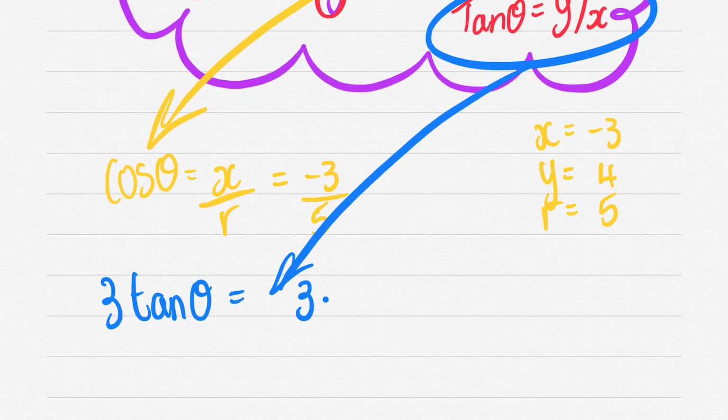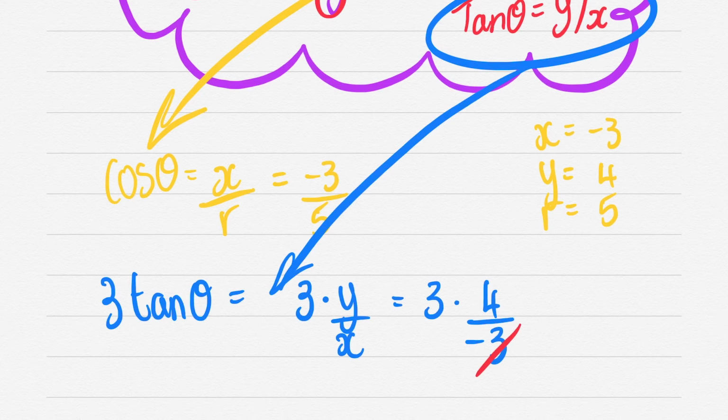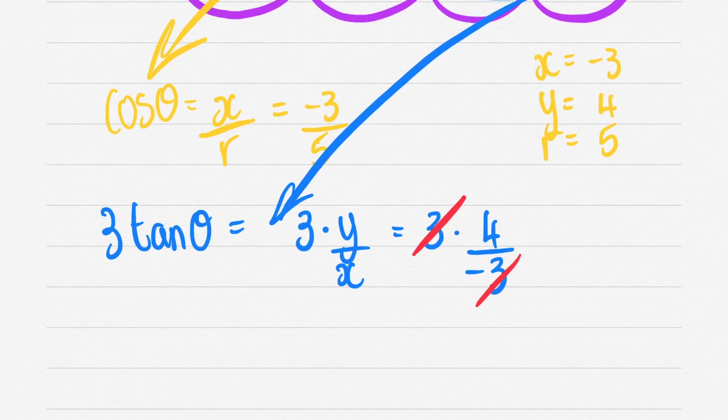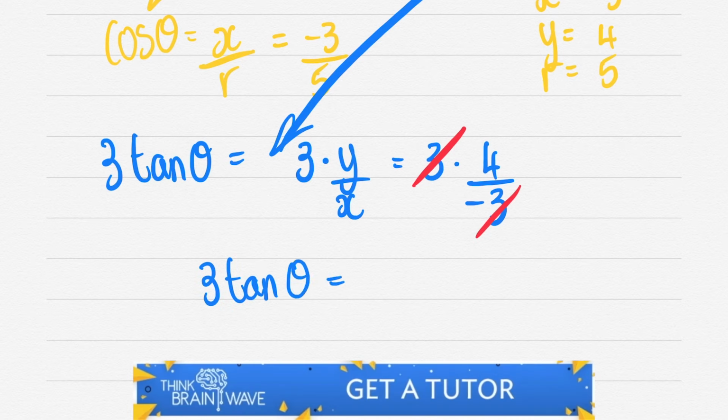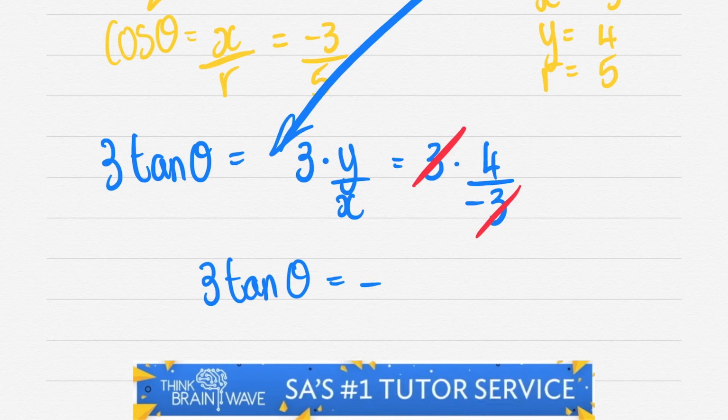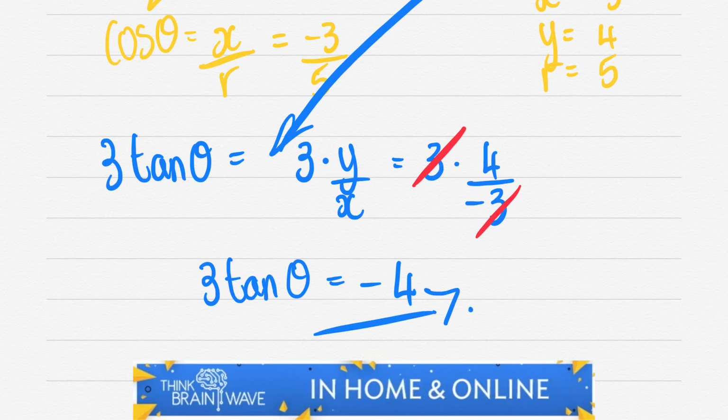It's been a bit of a process because it's a lot of explanation, but now that we're here, it's so simple. We just plug the values in. So cos theta is x over r, you get minus 3 over 5. 3 tan theta is 3 times y over x, which is 4 over minus 3. The 3 and the 3 cancel, leaving you with 4 over minus 1, which means you're left with minus 4. A very, very easy situation to maneuver, and as we say, easy game.